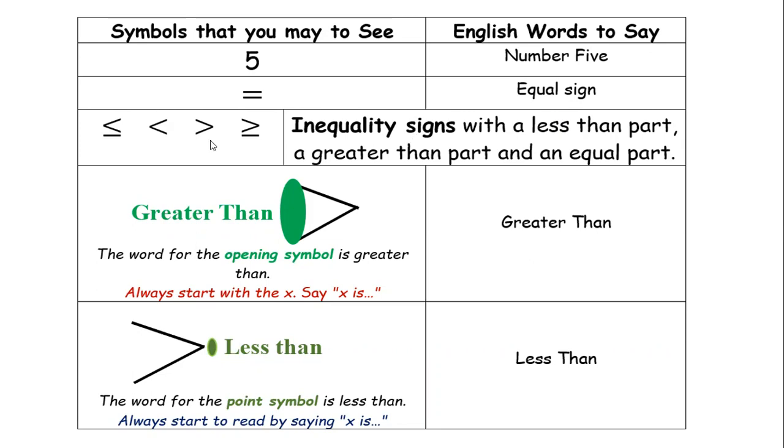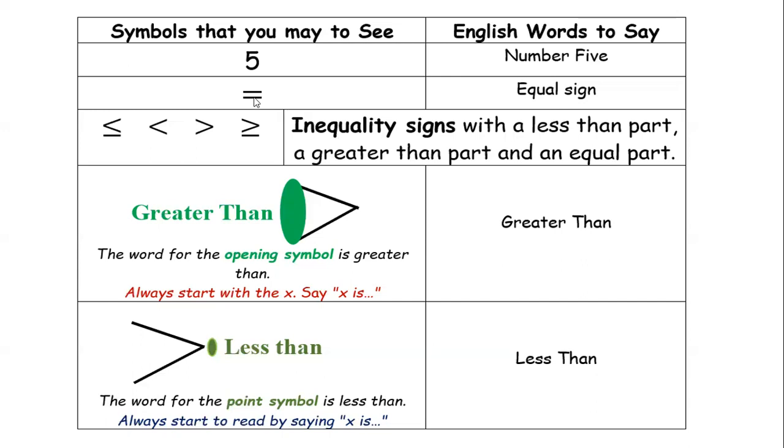Inequality signs. This is an inequality sign. This one is an inequality sign. This is an inequality sign. This is another inequality sign. There are 4 inequality signs. So just like when you see the symbol, you say 5, when you see the symbol, you say equal. When you see this symbol, you have to say inequality sign. And the inequality sign now has a less than part and a greater than part.